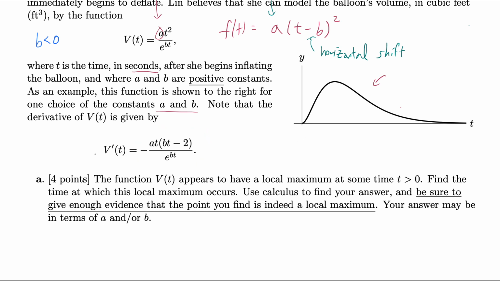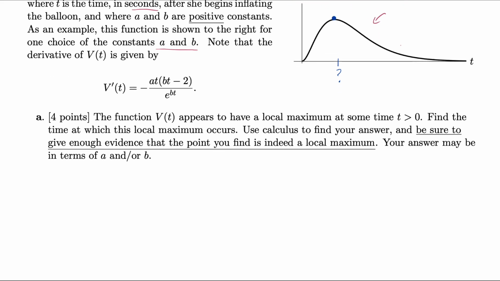And now let's get to the question. Part A: the function V of t appears to have a local maximum at some positive time. And yes, we see that. At least here, it looks like the maximum is happening at this time. I'm not sure what it is, but it is happening here. Find the time at which this local maximum occurs and use calculus to find your answer. And here we want to make sure we give enough evidence to show that the point we found is indeed the local maximum.